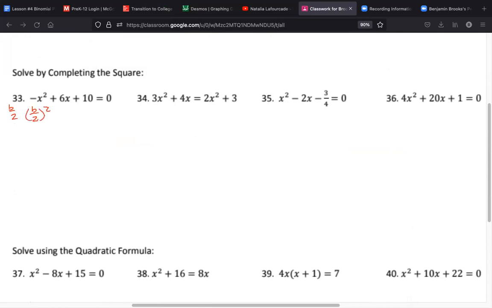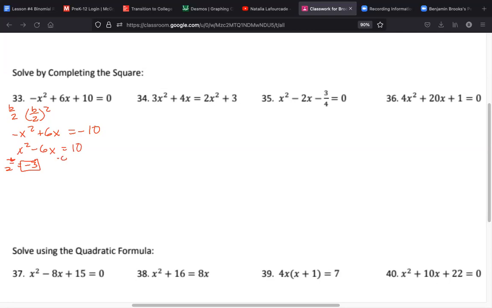So first thing we're going to do is negative x squared plus 6x is equal to -10, which honestly, I just don't like having this negative x squared on there. So I'm going to multiply everything by -1. So, you know, x squared minus 6x equals positive 10. Everybody see that, right? No problems with that. Then we're going to do b over 2. So b over 2 is going to be -6 over 2, which is -3. Okay. And then we do b over 2 squared.